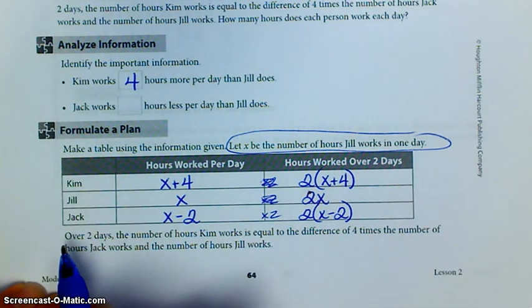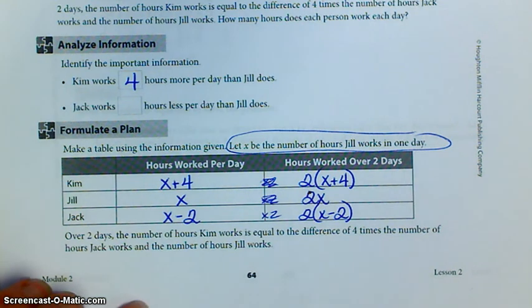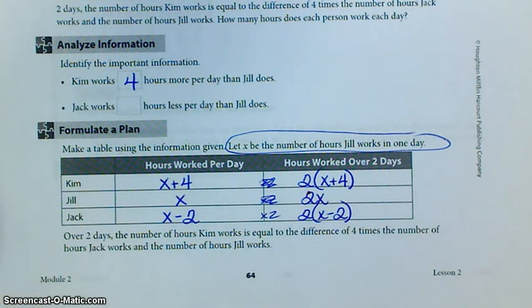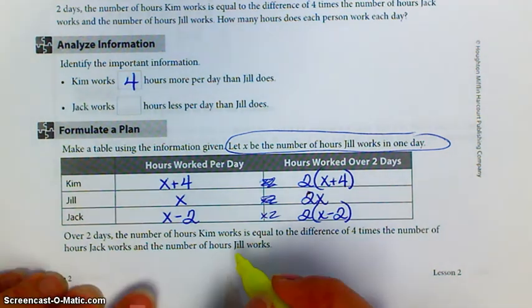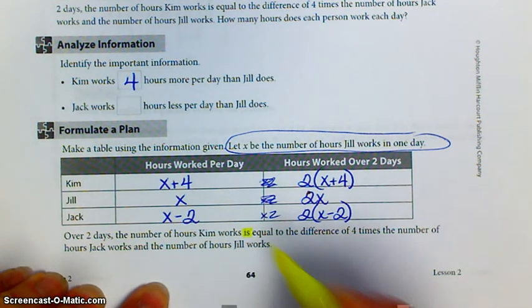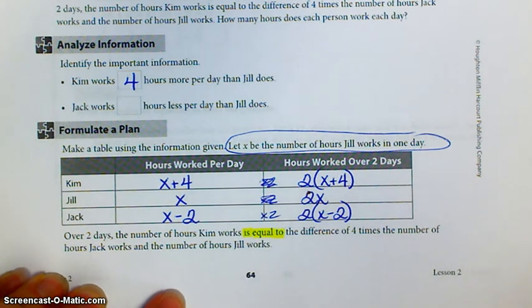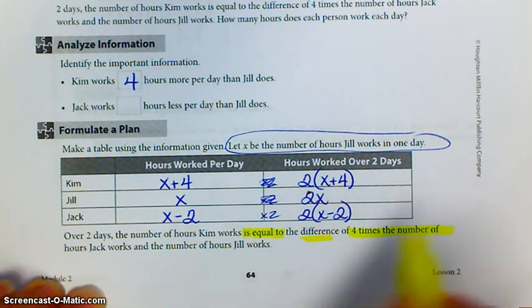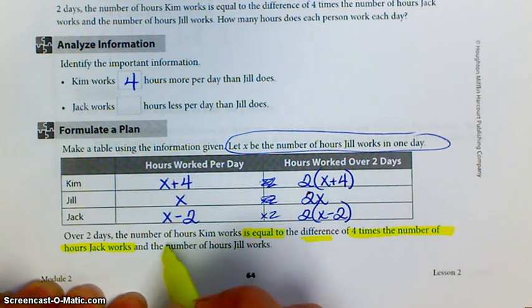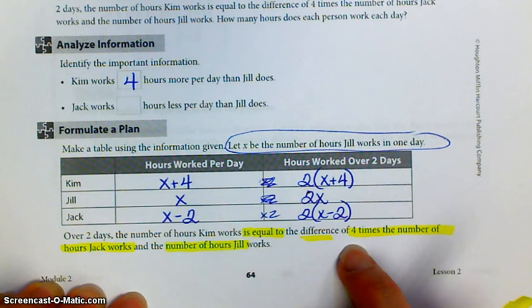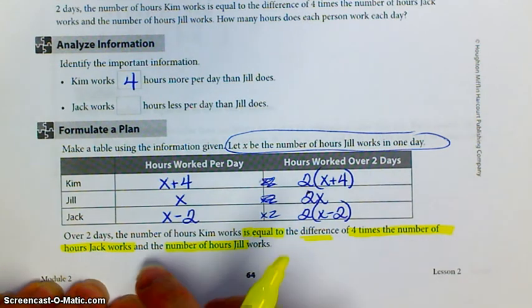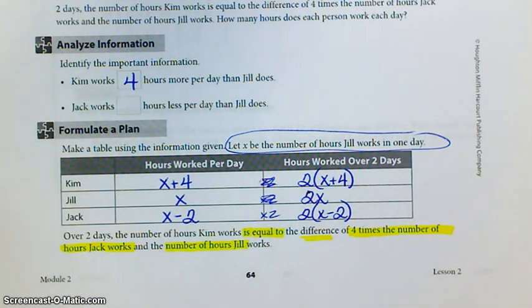Then, over 2 days, the number of hours Kim works is equal to the difference of 4 times the number of hours Jack works and the number of hours Jill works. Okay, let's break that down. What they're saying is Kim, whatever she does, is equal to the difference, so we're going to do some subtraction: 4 times the number of hours that Jack works and the number of hours that Jill works. So 4 Jack minus what Jill does.